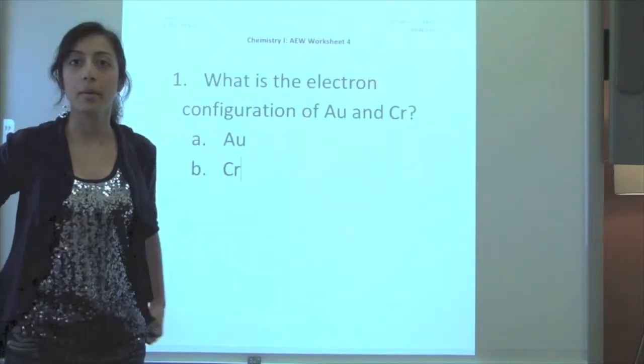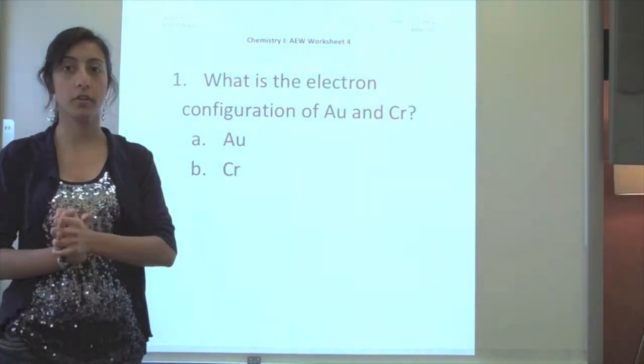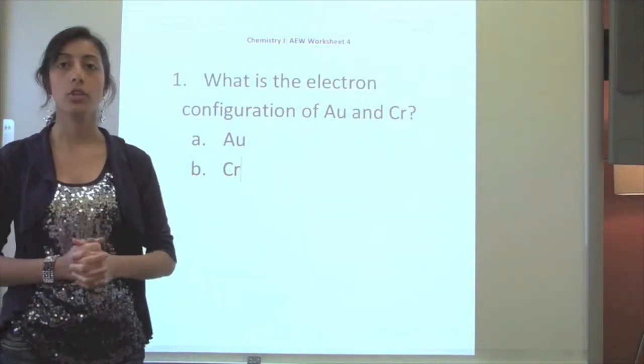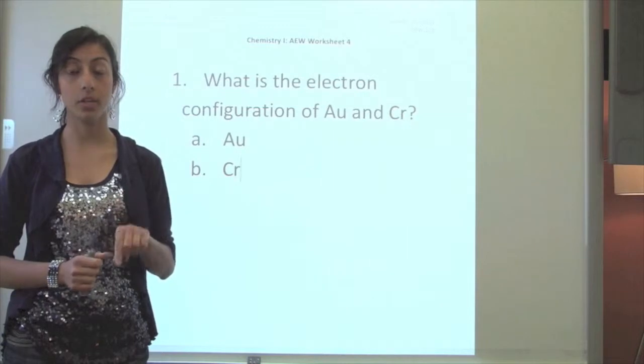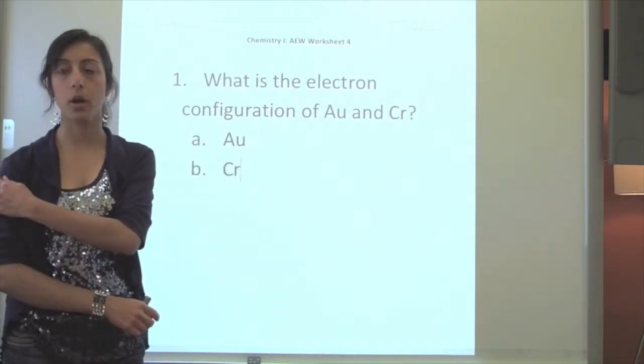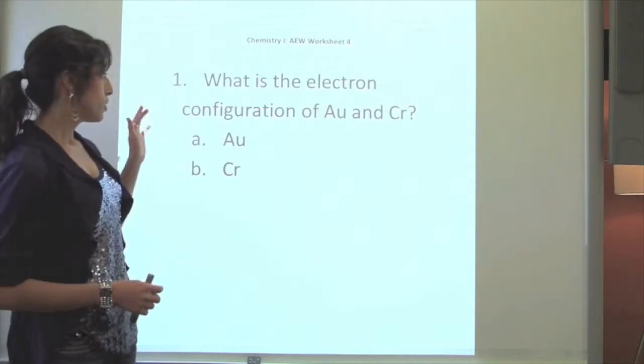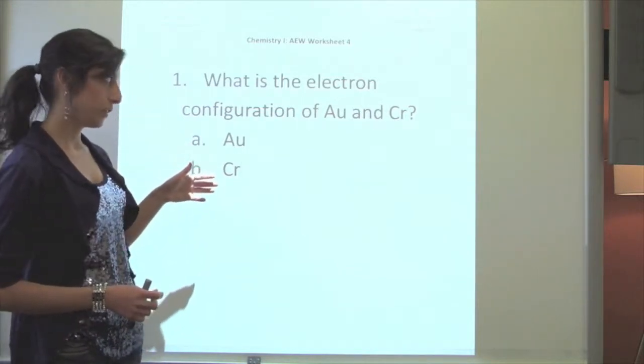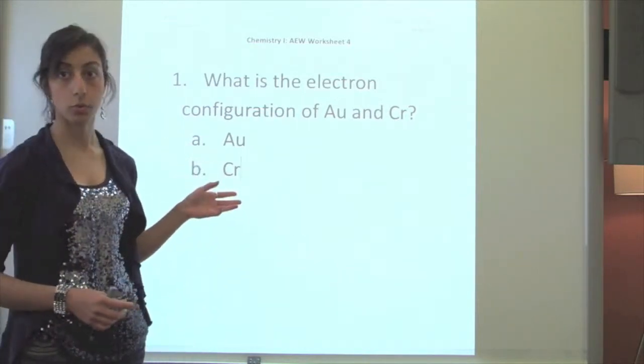Hi guys, I'm Emily and today we're going to do an electron configuration problem. So make sure that you have a periodic table right in front of you so that you can look at it while we're going through this problem. The question is asking us to write the electron configuration for gold and chromium.